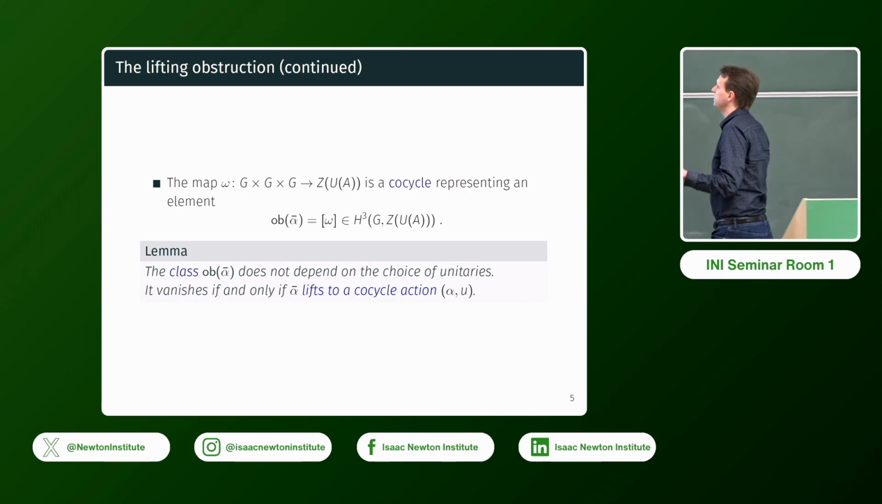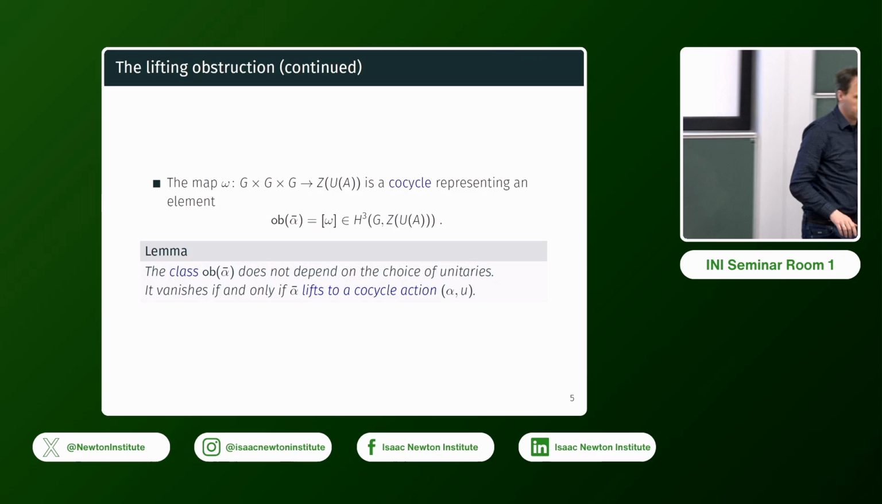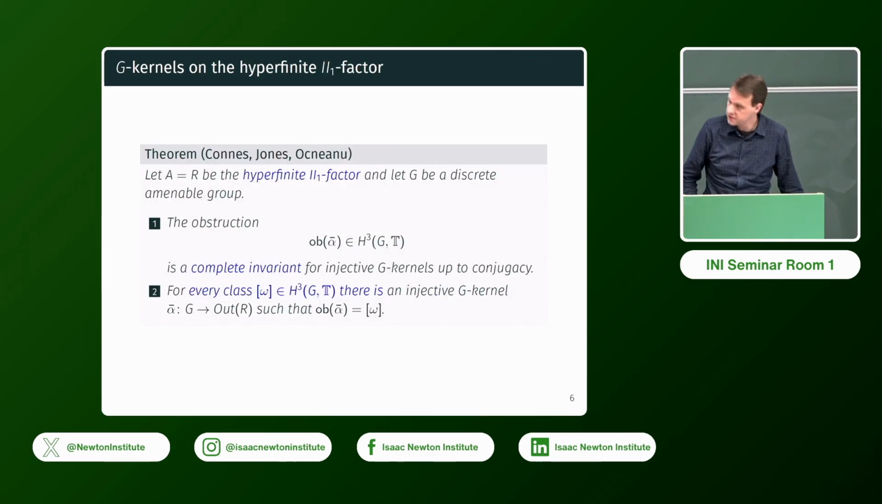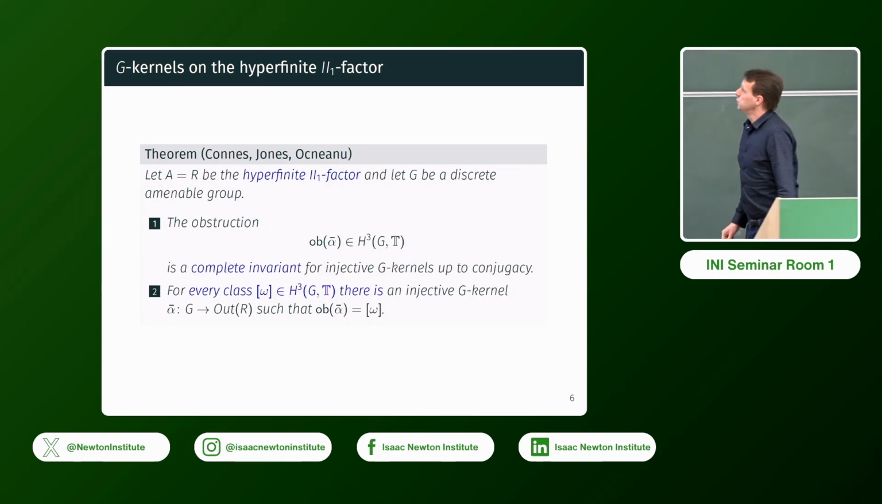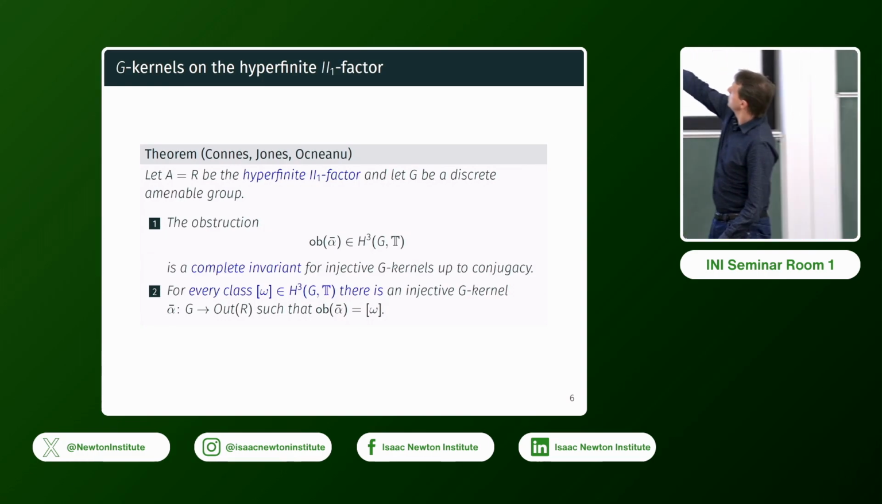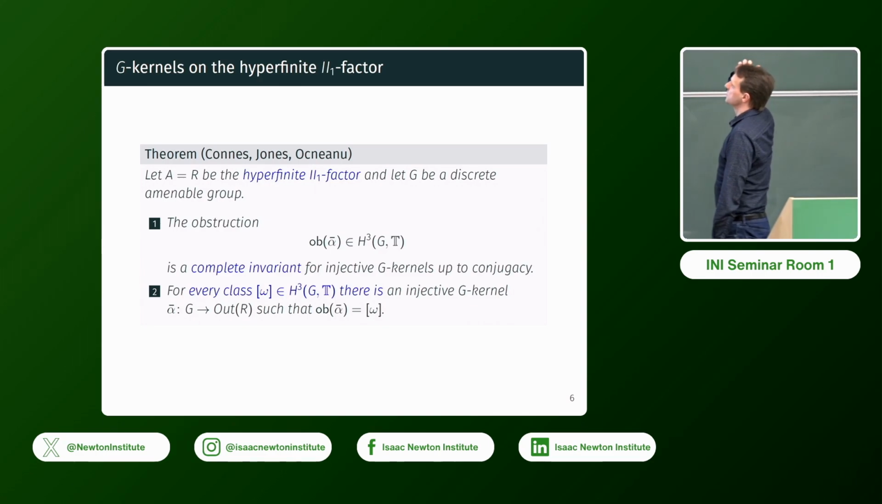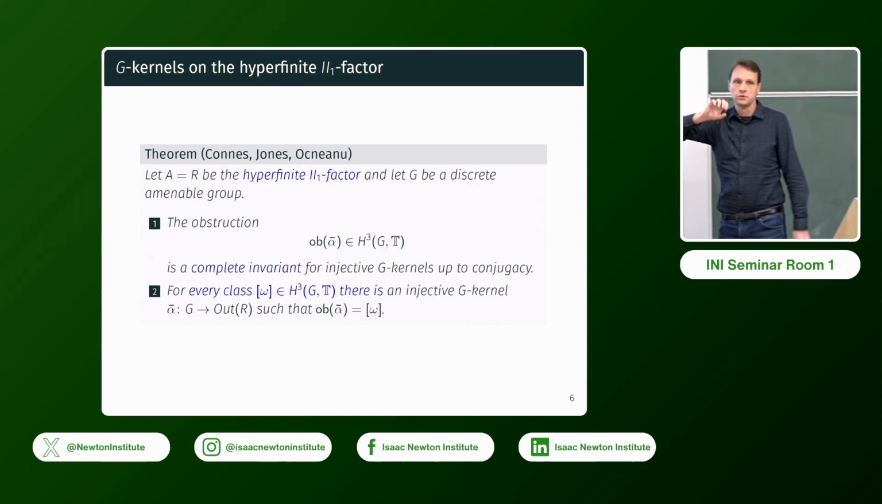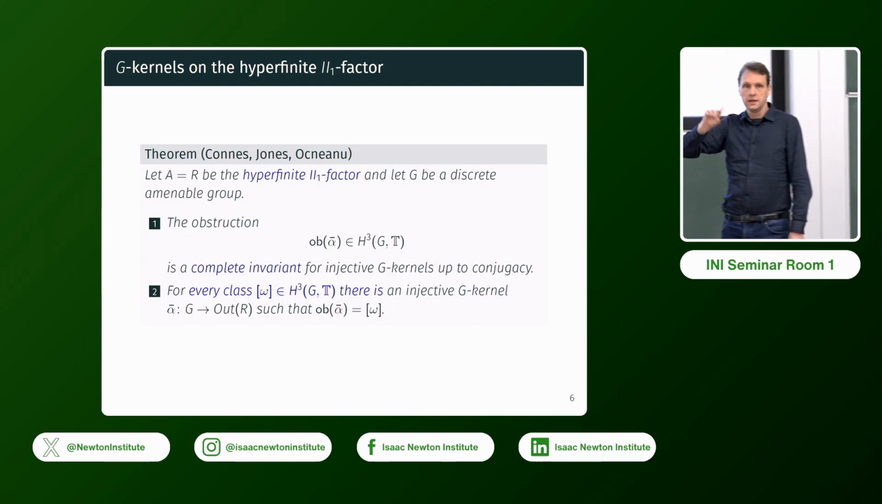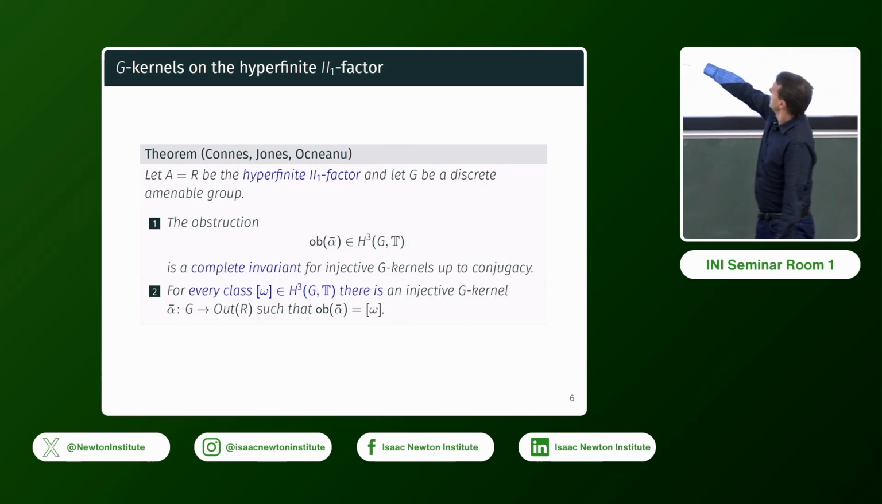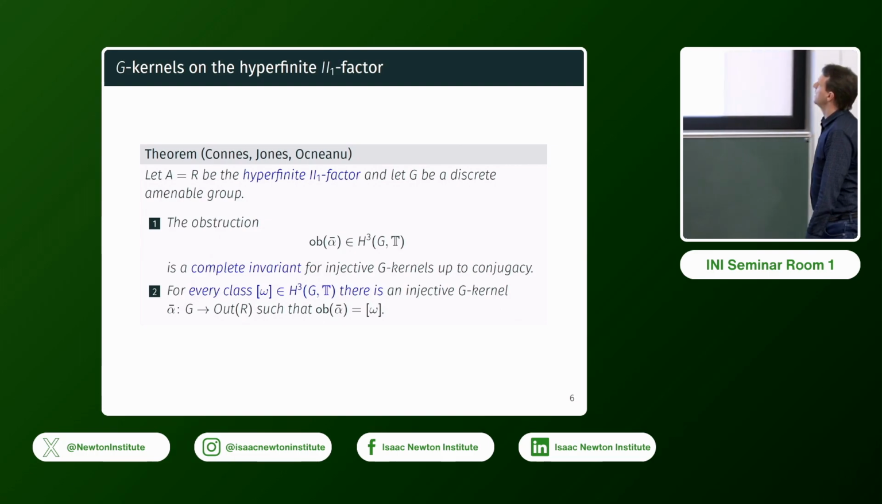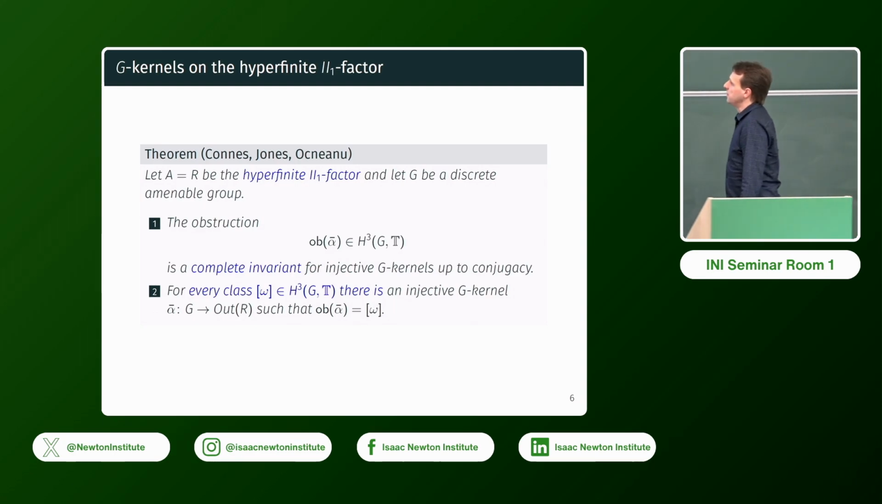Still, you might wonder, why should I ever look at these G-kernels? Well, one reason is because they have been incredibly successful when dealing with group actions on von Neumann algebras, because there's this very beautiful result that was proven by Connes, Jones, and Ocneanu. So Connes proved this first for cyclic group actions. Jones extended this to finite group actions, and Ocneanu then to amenable group actions. And the result is, in these three cases, that the obstruction that you get, this co-cycle, is actually a complete invariant for injective G-kernels up to conjugacy. Right, so that's amazing.